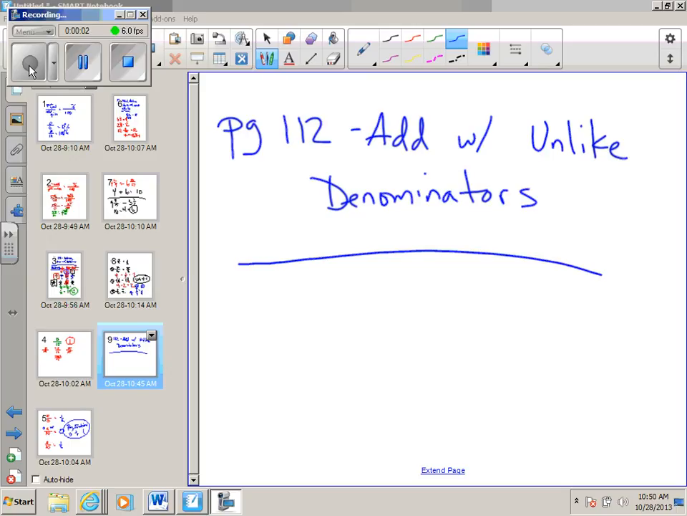All right, page 112, adding with unlike denominators.